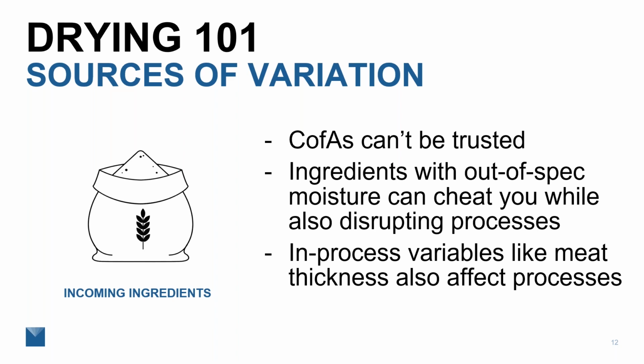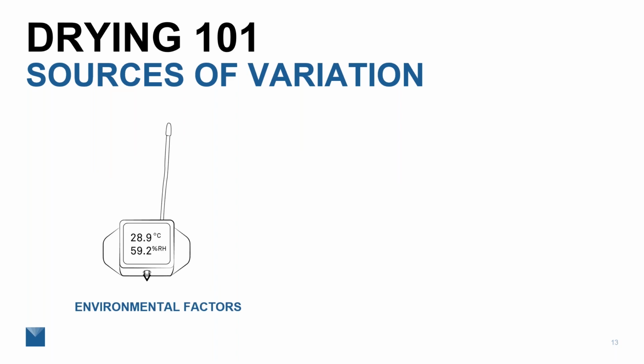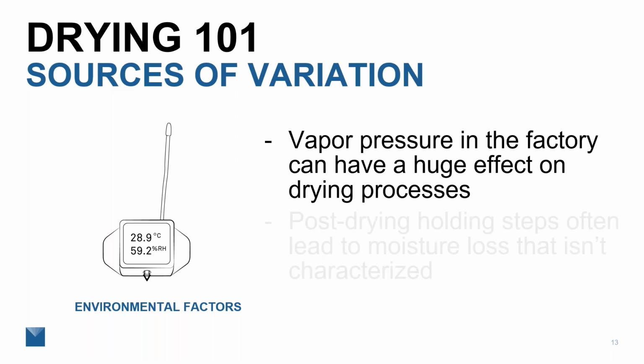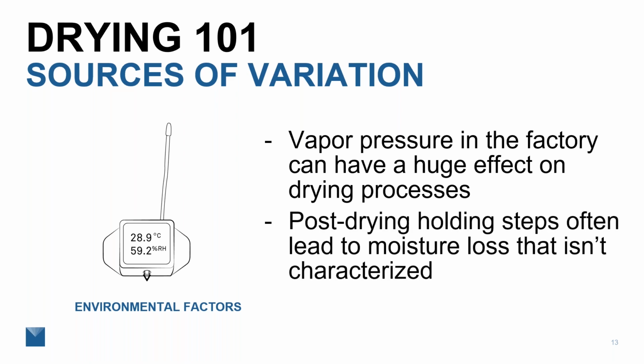Another factor that affects your process is your factory's environment. This includes temperature and vapor pressure, as well as post-processing storage steps in which moisture may be gained or lost. Remember that your yield depends on what makes it into the package, not what your moisture was when your product emerged from the dryer.